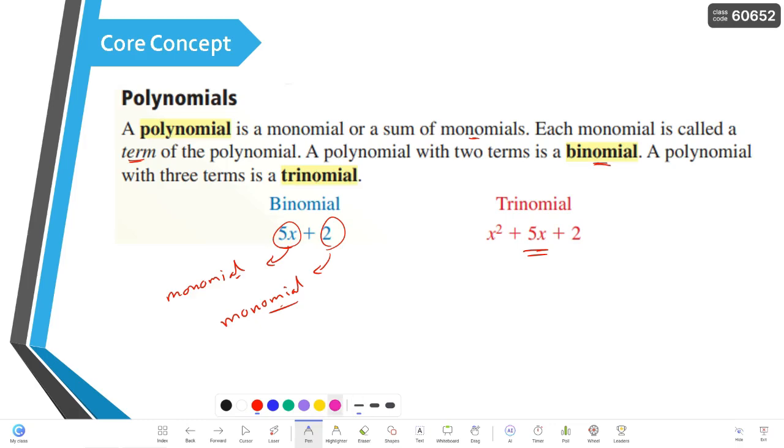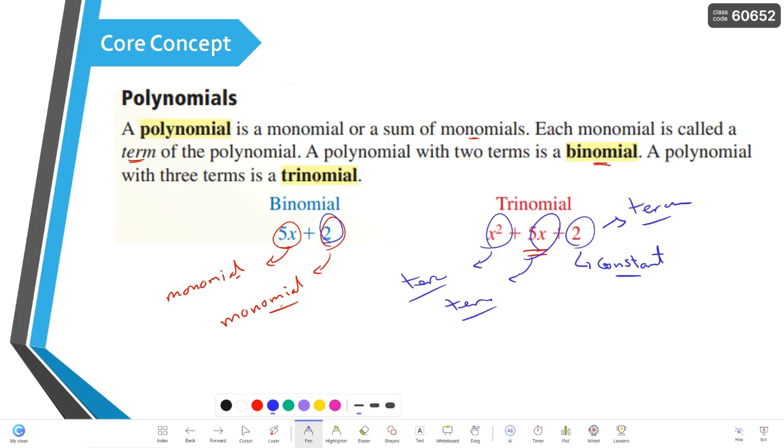But we have some special things we need to understand. Any number like this one, we call it a constant. So any number is a constant. This is one term, this is another term, here is the second term, this is another term. The 2 is a term as well, but it has a special name, a constant, since we don't have any variables with the 2.